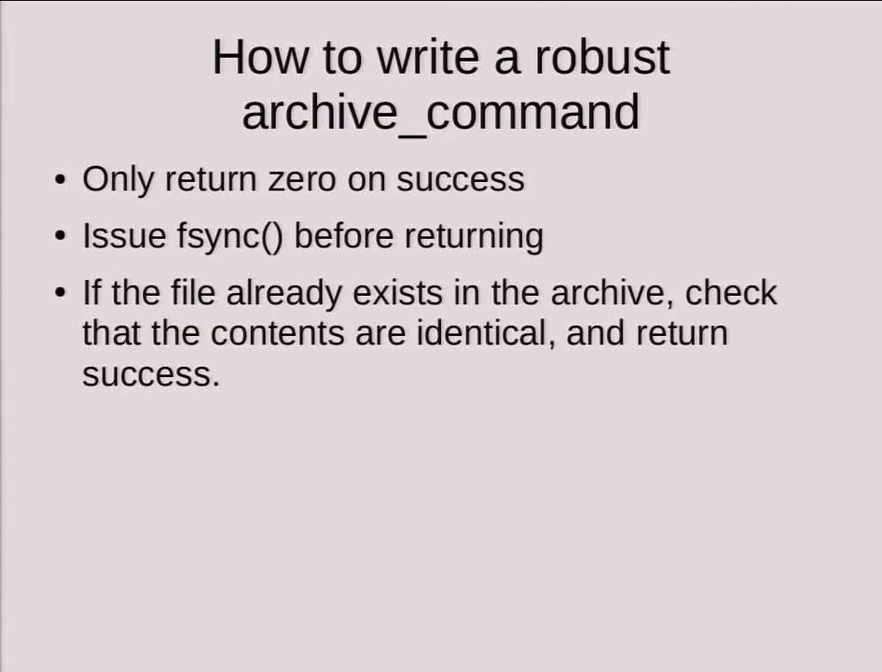So how to write a robust archive command? Only return zero on success, as the manual says. As the manual also says, refuse to overwrite an existing file unless it's identical to the one that exists. In that case, return success. And if you're writing to a local disk, always use fsync to make sure it actually hits the disk. If you're copying it somewhere else, then I guess it depends whether you want to... is it enough that you SSH copy it over to another server? Maybe you trust that it won't crash at the same time. I don't know, but I would still fsync. Why not?